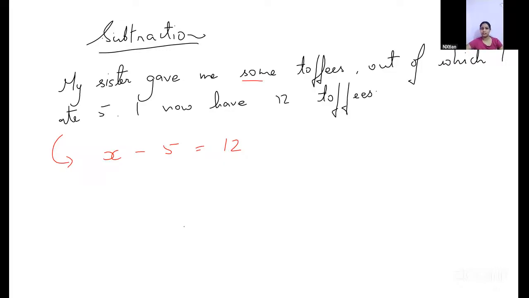Yes, Nathaniel, I have 17 toffees. So this is basically algebra, when we are representing an unknown value with the help of variables, and then using the variables and numbers in the equation to find out that unknown value.